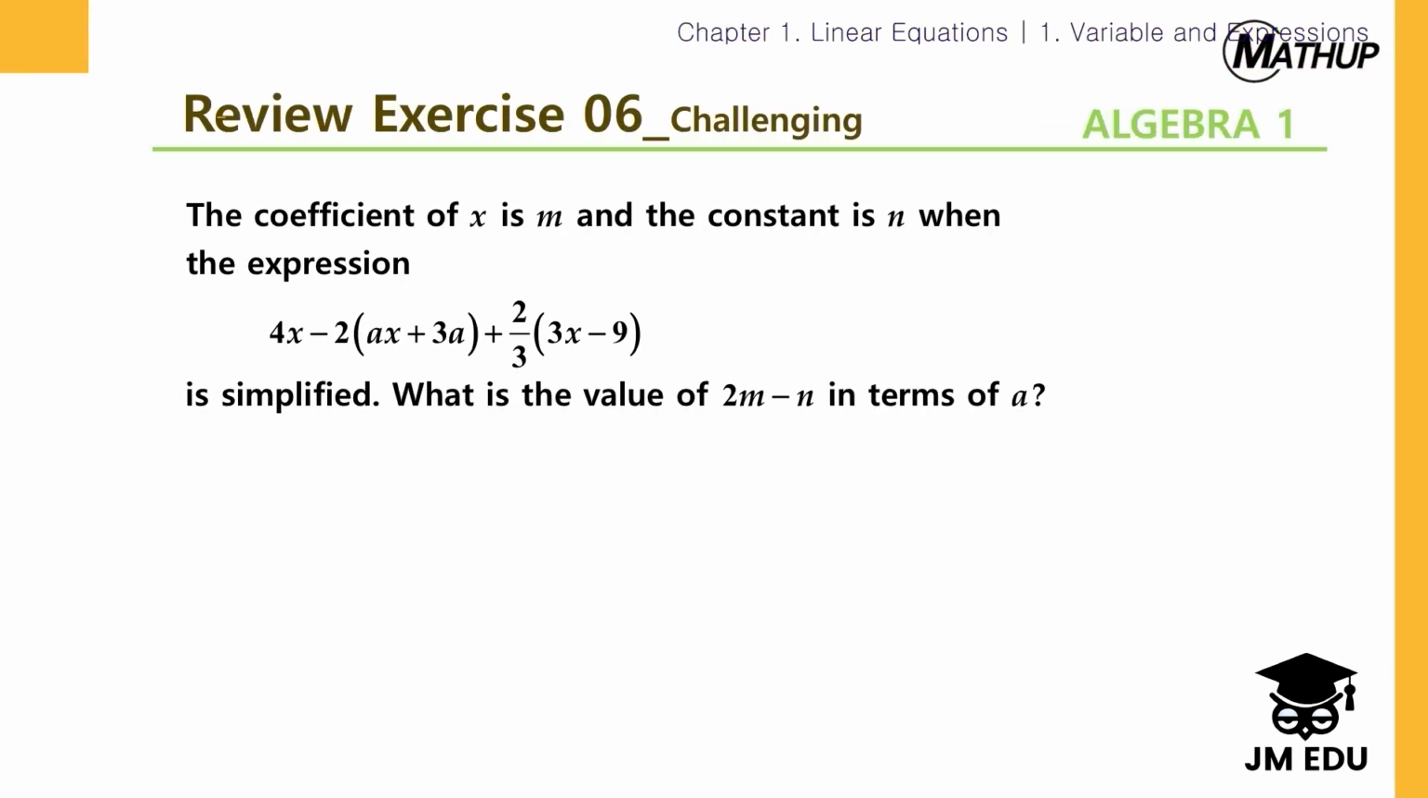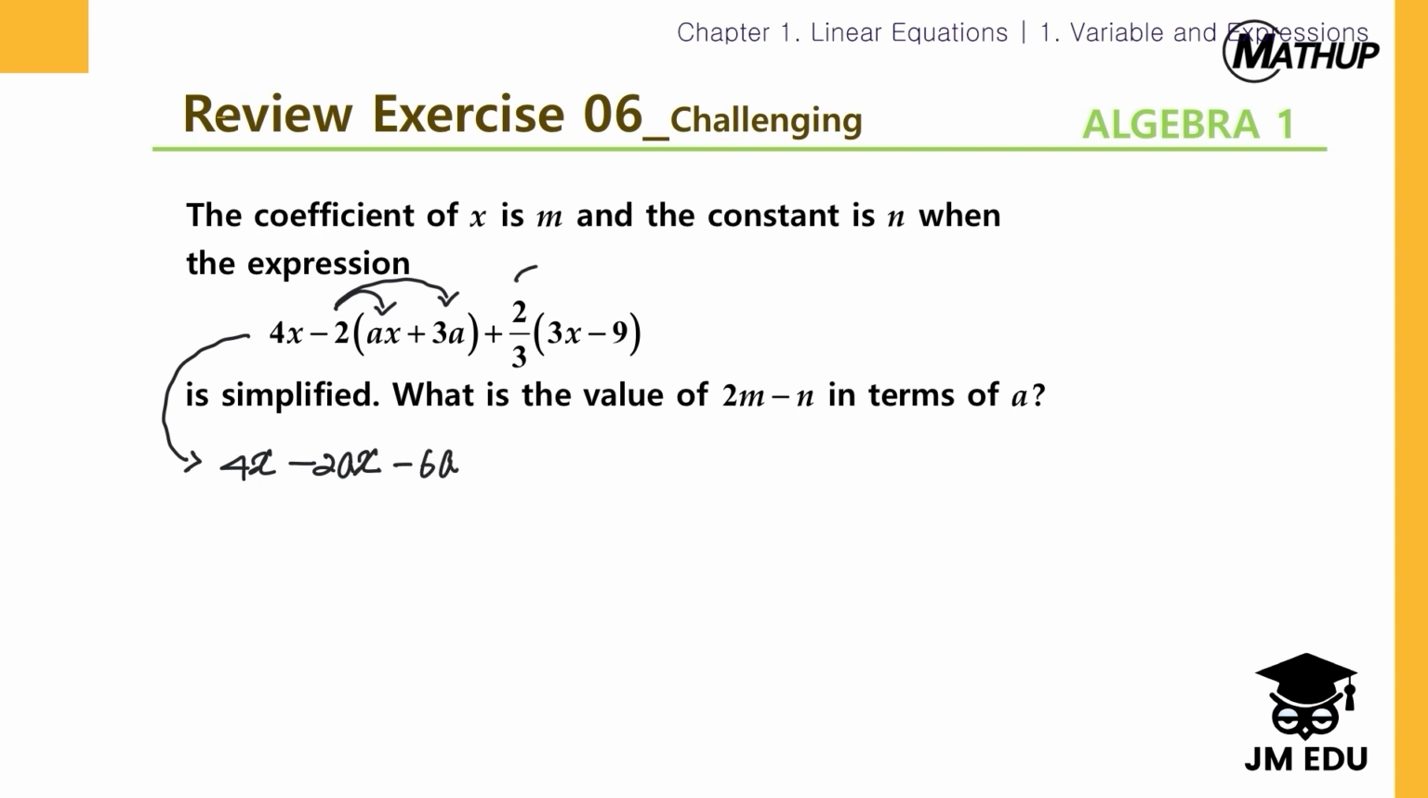Number 6. This is one of the challenging questions. It says the coefficient of x is m and the constant is n when this expression is simplified. The question is, what is the value of 2m minus n in terms of a? So our answer has to be in terms of a, right? So let's try this. So we're going to simplify this first. We have a 4x minus 2 times ax, that's minus 2ax. Minus 2 times 3a, that's going to be minus 6a.